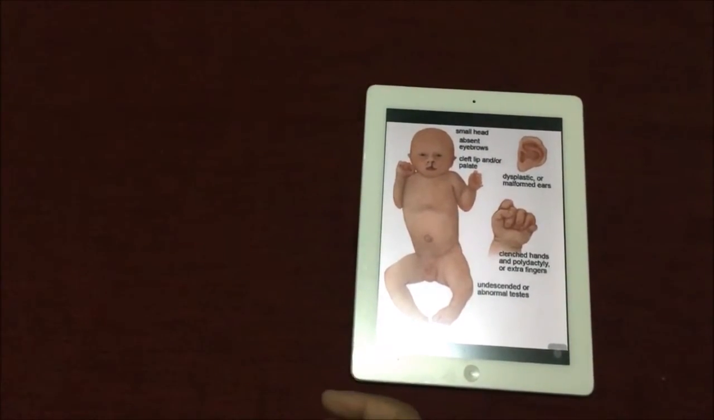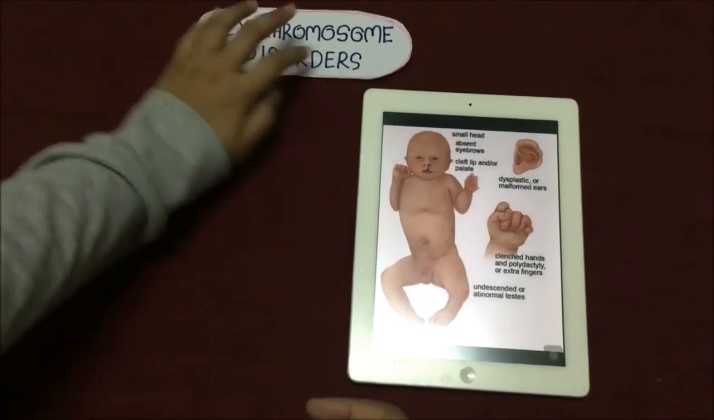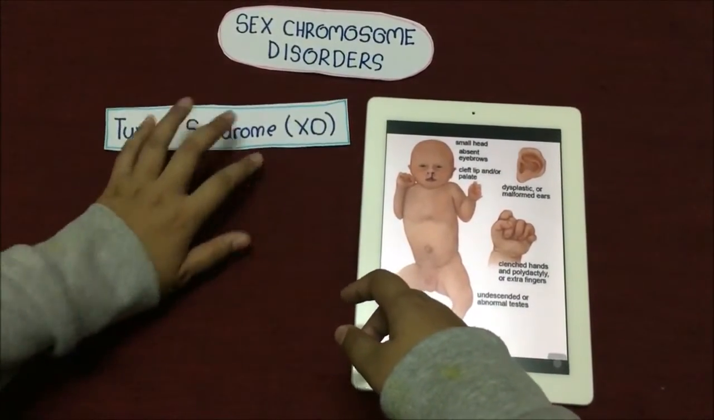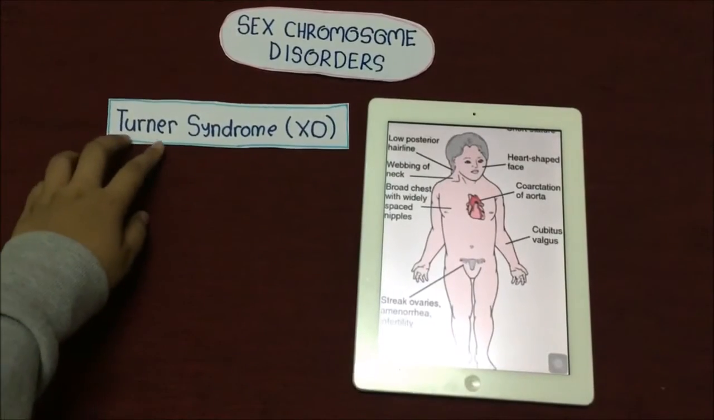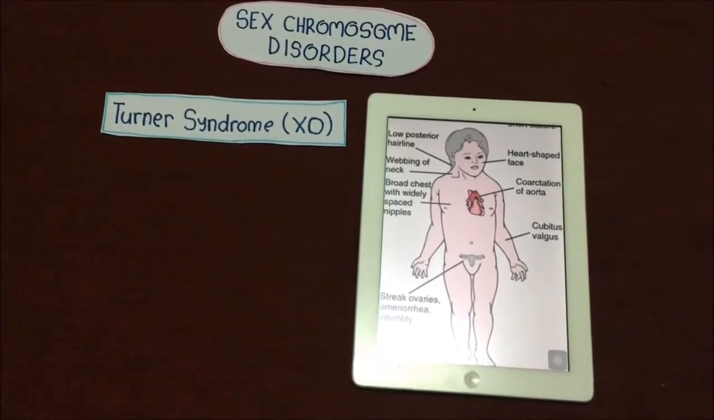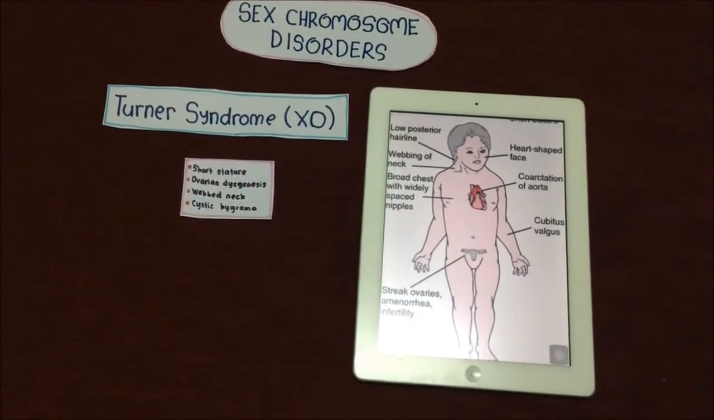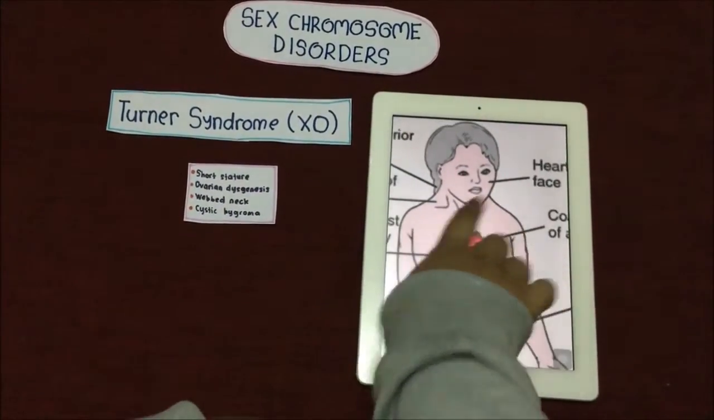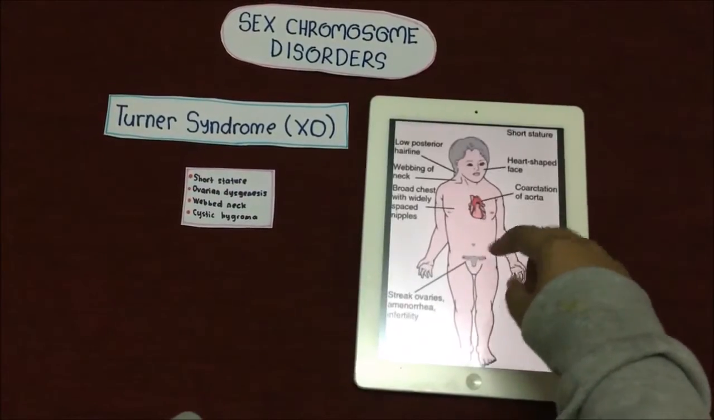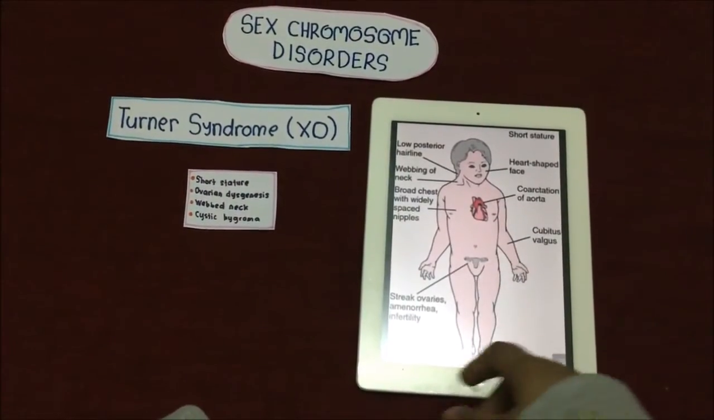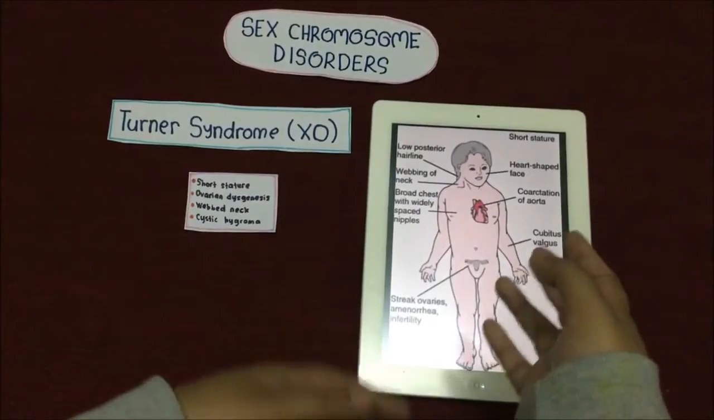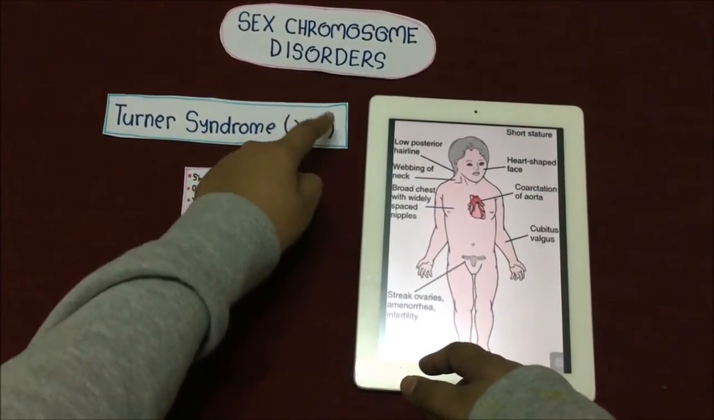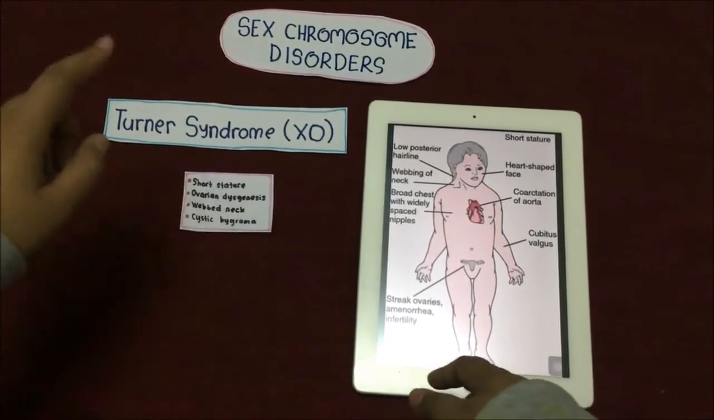The next one is the sex chromosome disorders. The first is Turner syndrome. The patient with Turner syndrome has a short stature, ovarian dysgenesis, and a webbed neck, as you can see here, and cystic hygroma, and the patients will be infertile. In Turner syndrome, the patients have only one X chromosome.